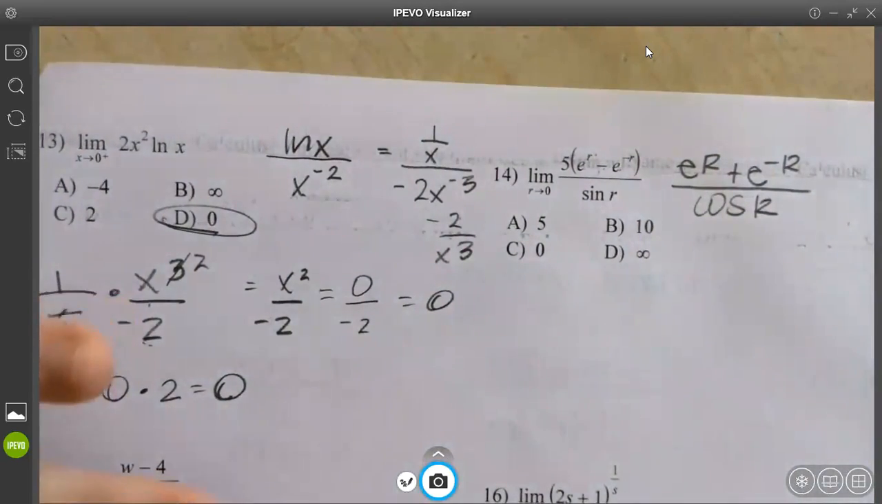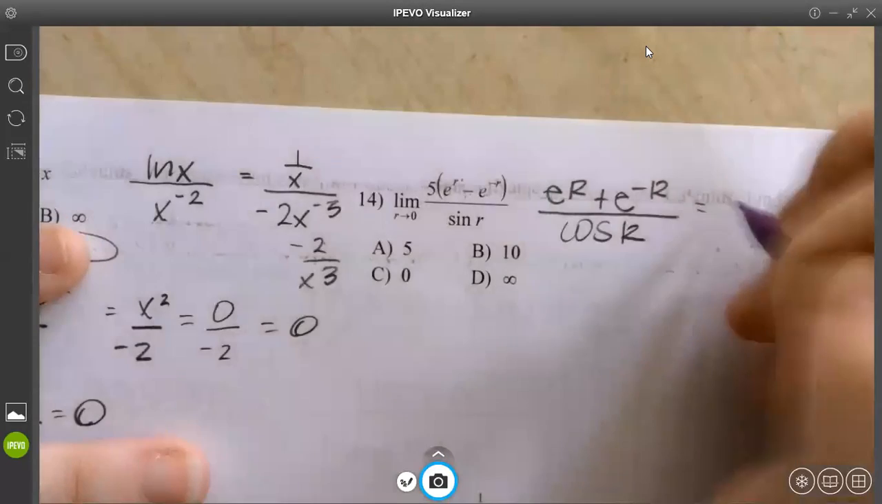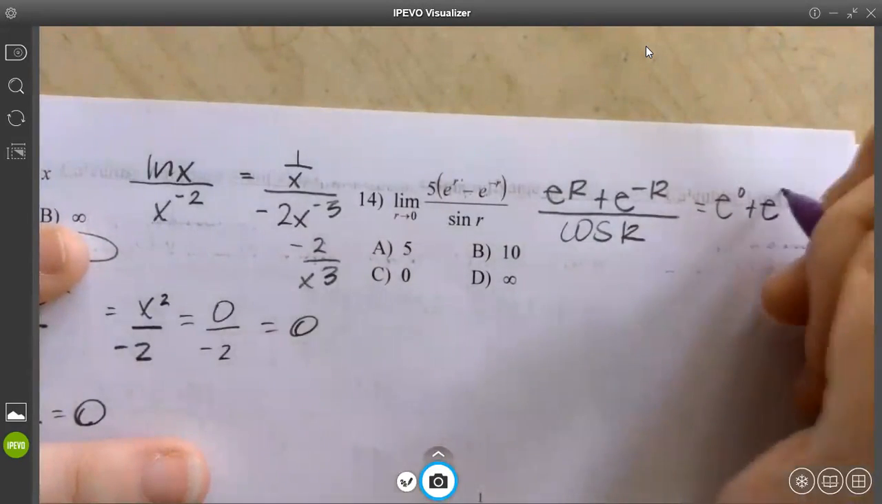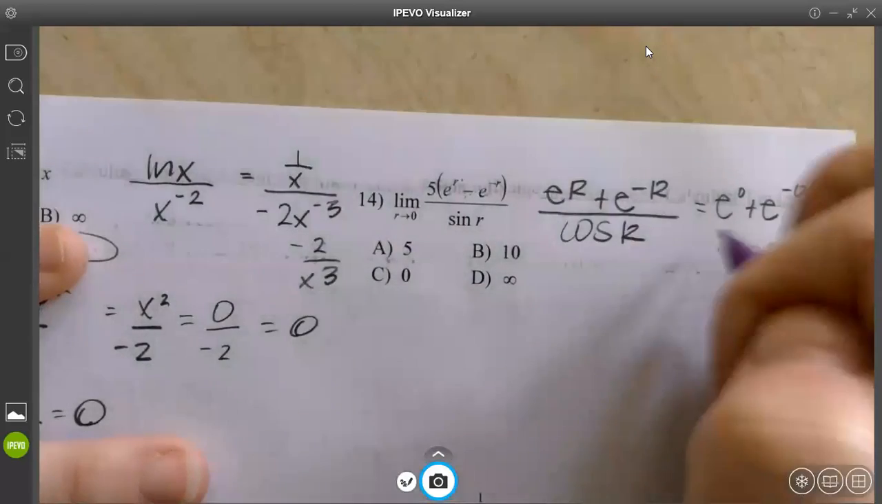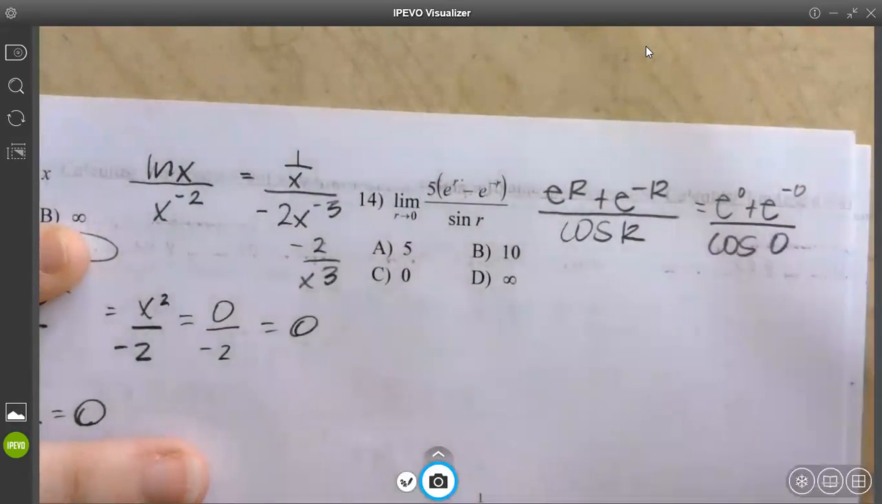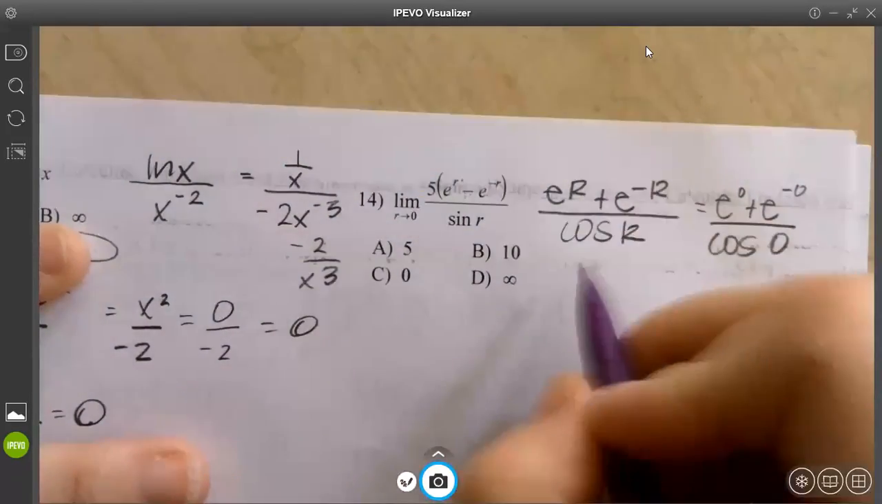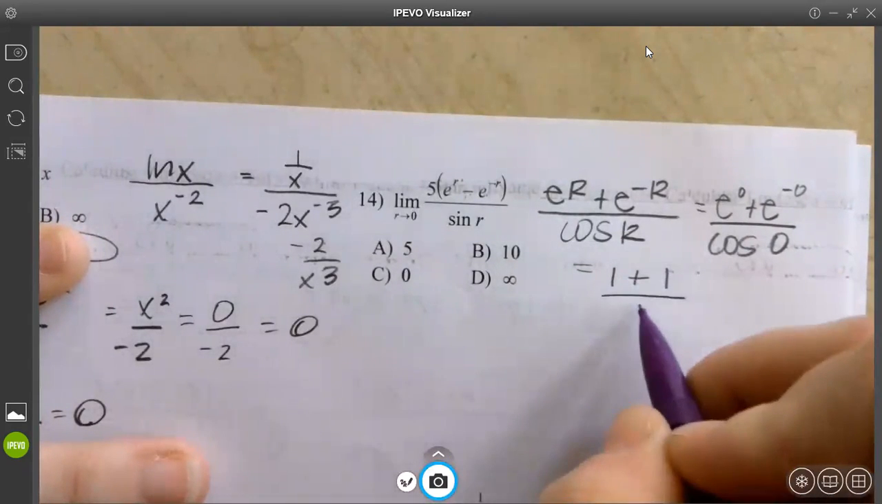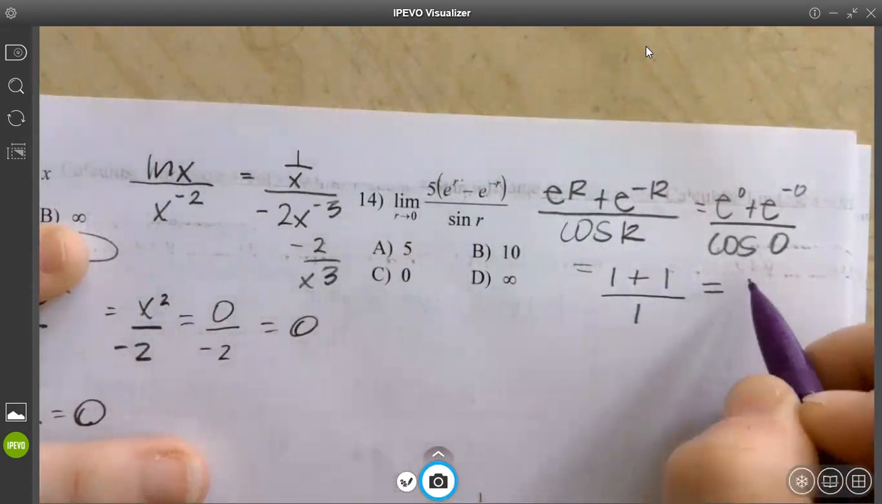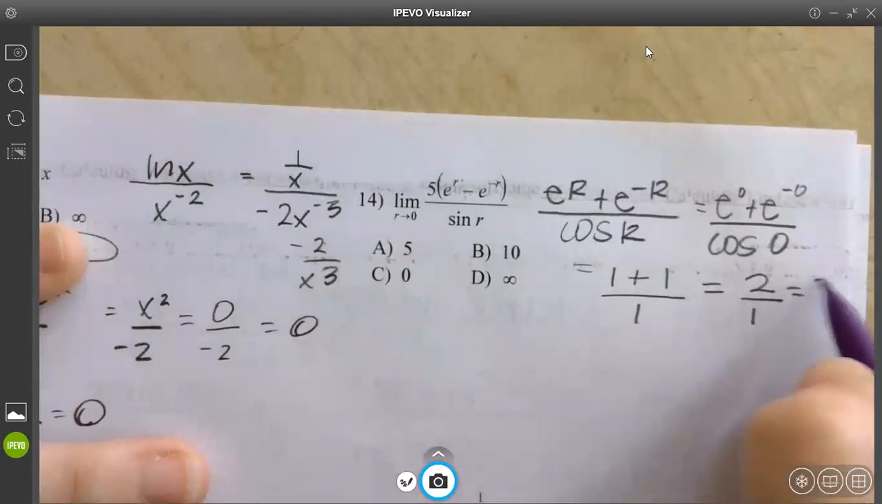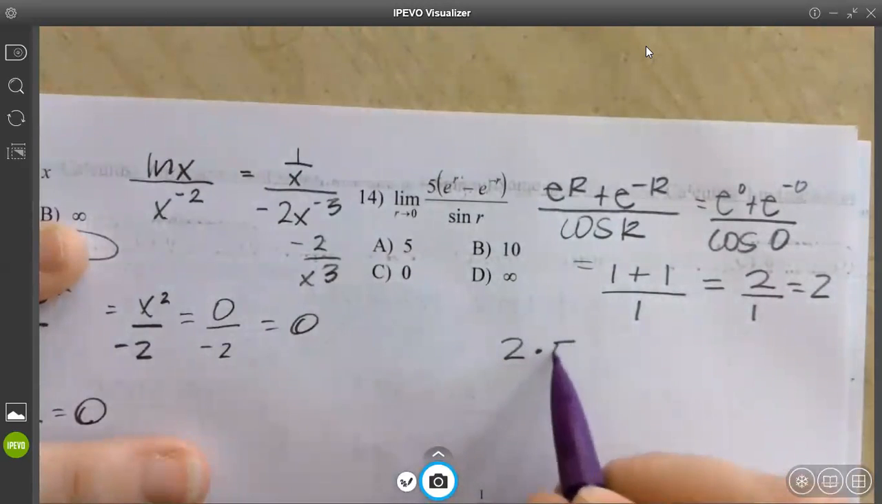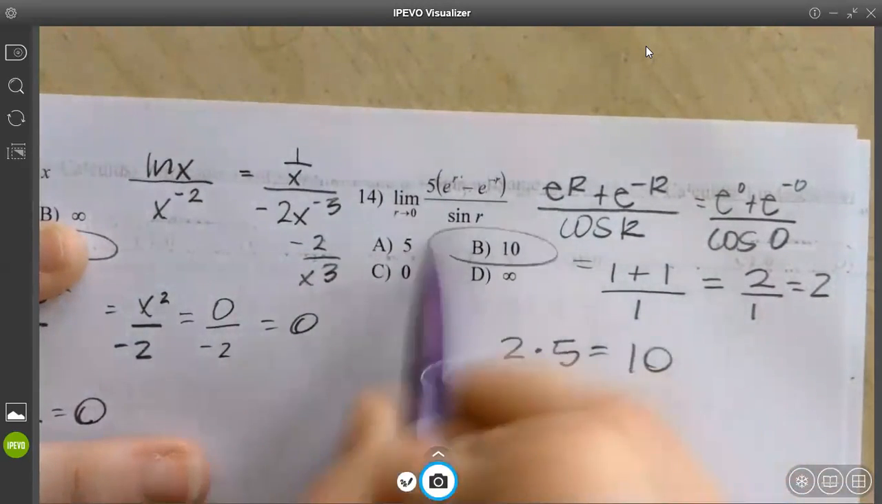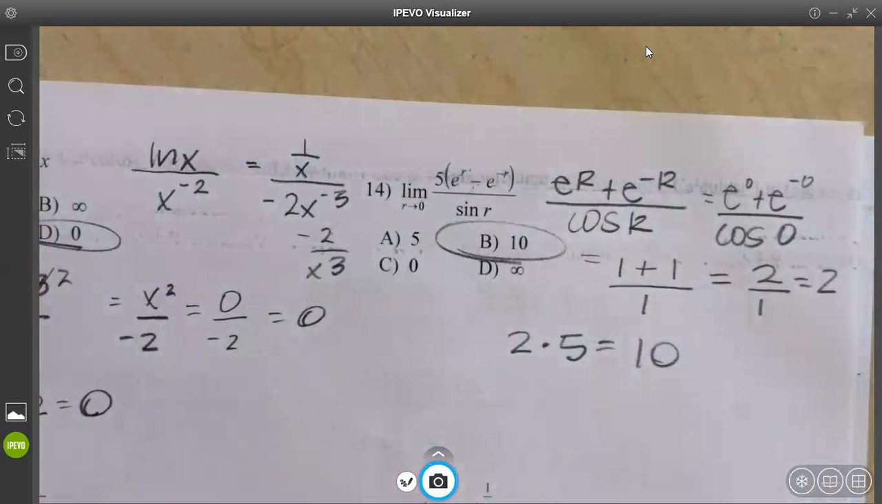Once we take the derivative, direct substitute. So e to the 0 plus e to the 0, over cosine 0. E to the 0 is 1, plus 1, over 1. Last step, multiply by the 5. You don't have to do ln on that one, because it's e.